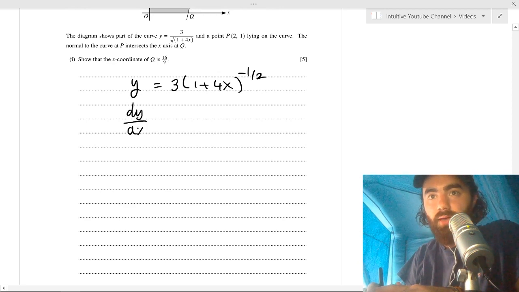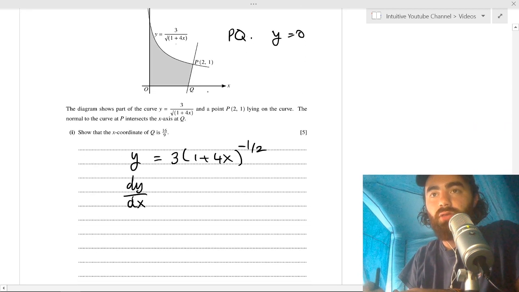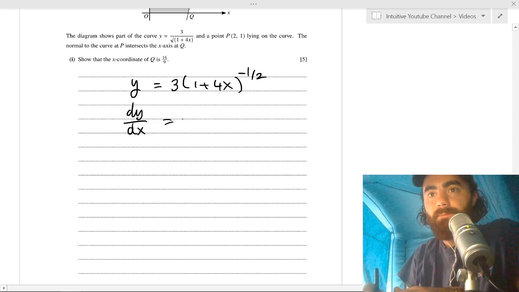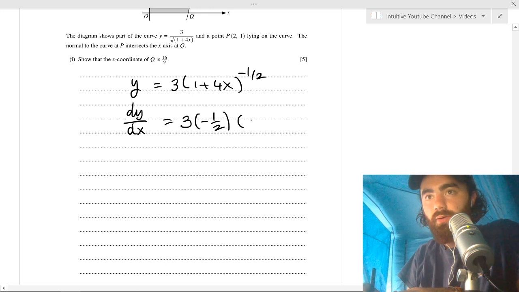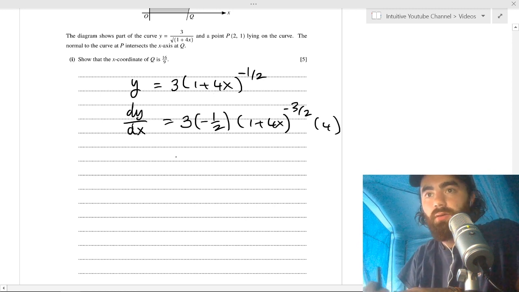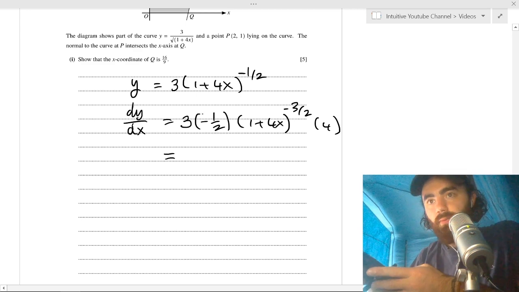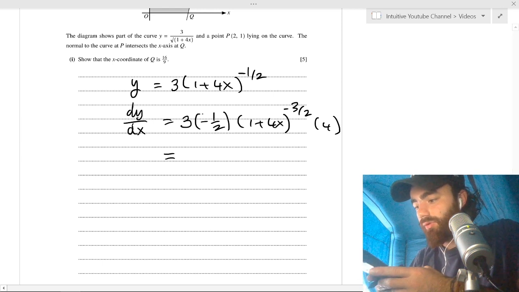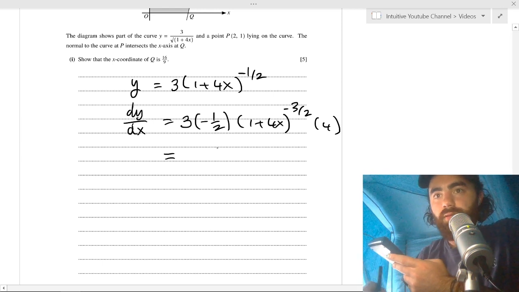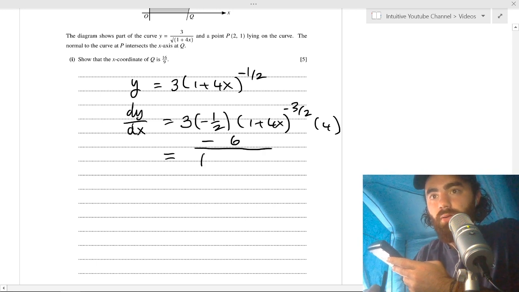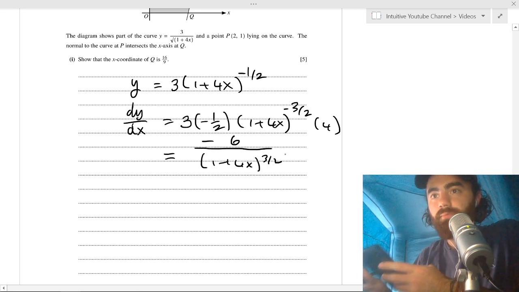So we can then differentiate that, because we're trying to find the gradient of this line PQ, and we can find the gradient of the curve at P through this differentiation. So we get 3 times down by negative a half of (1 plus 4x). Then we go down by a power, and then times by this differentiated, so we get 4 divided by negative 2 times 3. So this gives us minus 6 over (1 plus 4x) to the 3 over 2.